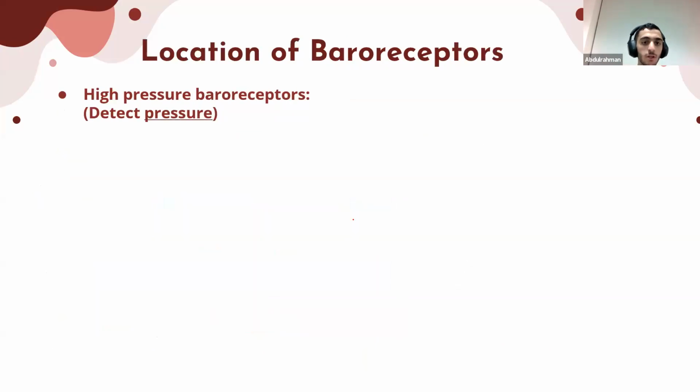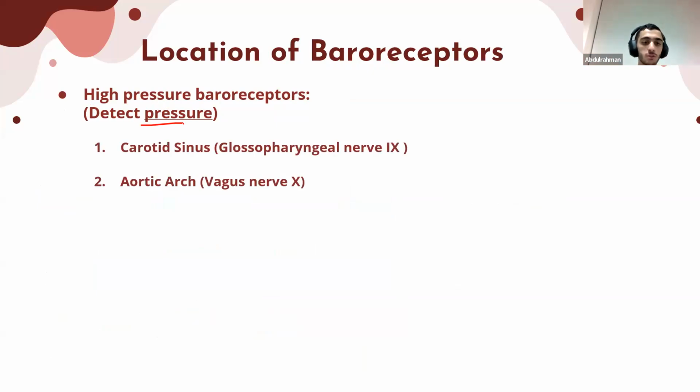Okay. Now, we said baroreceptors are going to be found around vessels. We have two types of baroreceptors. The main ones, like everything we discussed so far, are the high pressure baroreceptors, which, since they're able to accumulate high pressures, are going to be detecting pressure. And they're basically going to be responsible for all this vasoconstriction and vasodilation.